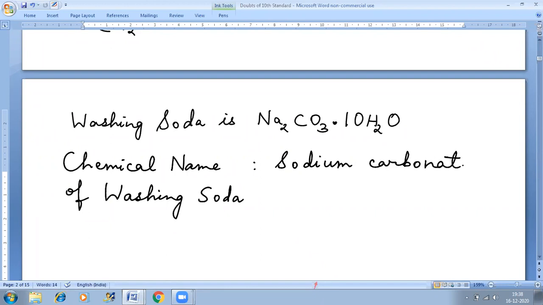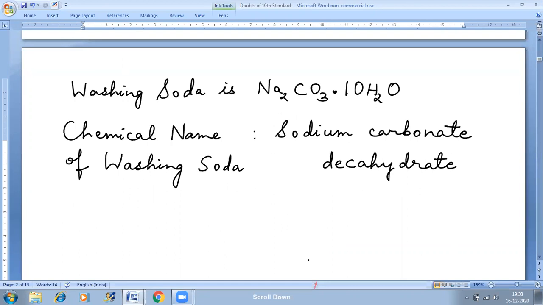Sodium carbonate, because Na2CO3 is called sodium carbonate. Decahydrate means there are 10 molecules of water of crystallization. Deca means 10. Hydrate means water. So decahydrate means 10 molecules of water are attached to one molecule of Na2CO3. So the name of washing soda is sodium carbonate decahydrate.